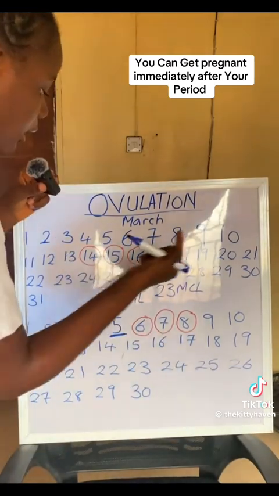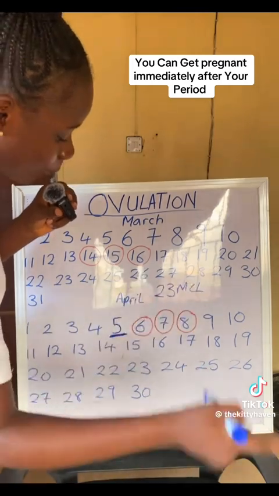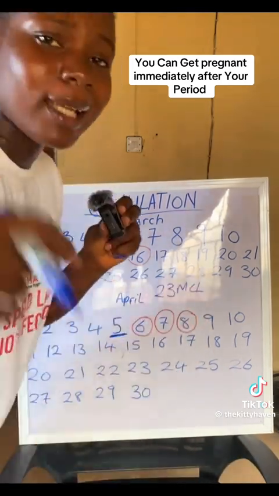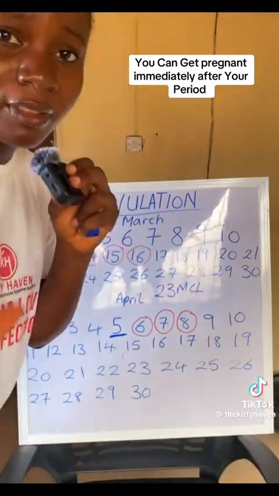Counting from the 14th till the 5th of April, because another cycle has begun on the 6th of April, we are going to say Moyo has a 23 days menstrual cycle length. Now, how is it possible for her to get pregnant immediately after her period?